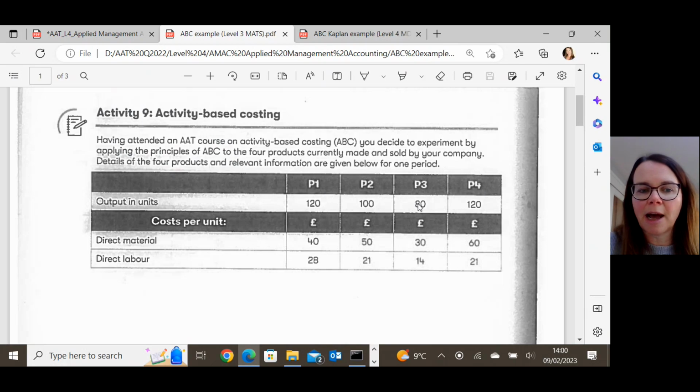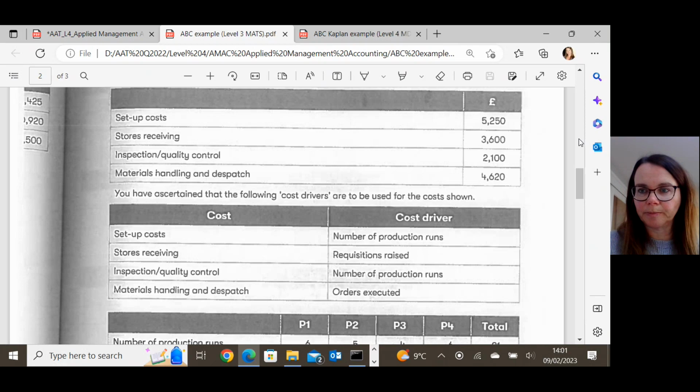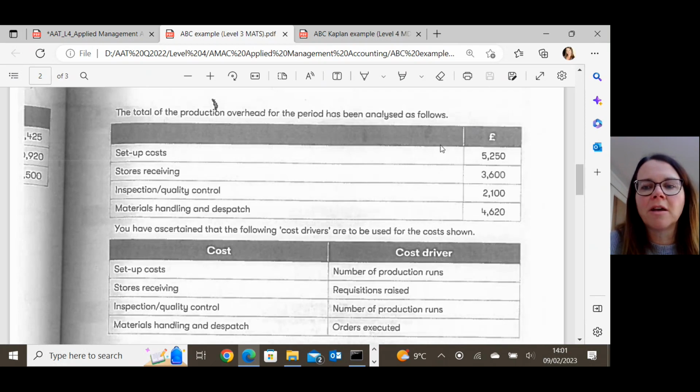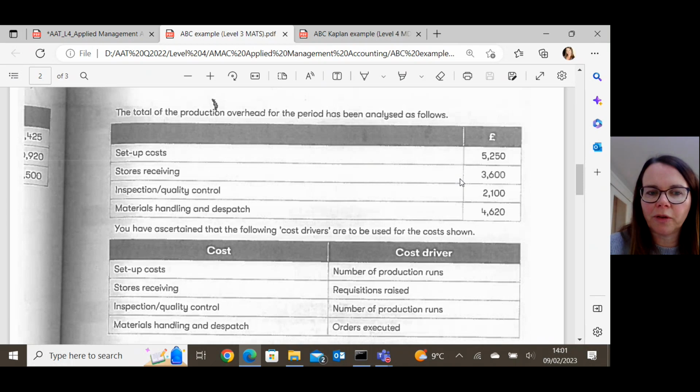So we've got varying output levels. We've got varying direct material costs, direct labour costs. And if we scroll down to the next page, we've got these various overhead costs. And they've been analysed into different cost pools. So setup costs, stores receiving costs, inspection and quality control costs, and materials handling and dispatch costs.